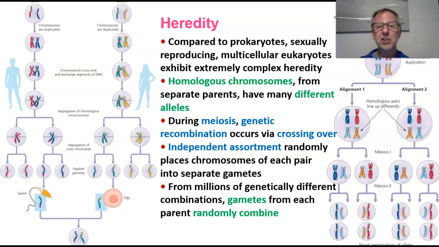Then, independent assortment. That's where homologs randomly line up on either side of the metaphase plate, and each pair of homologs does this independently of all the other pairs. Because of that random placement, that also produces genetic variation in gametes. So not just crossing over in prophase 1, but metaphase 1 is involved with independent assortment. That's important for producing variation during heredity. Each male and each female can produce millions of genetically different combinations from meiosis, and out of those, certain gametes randomly combine, more or less by chance, to produce a zygote, a new offspring.